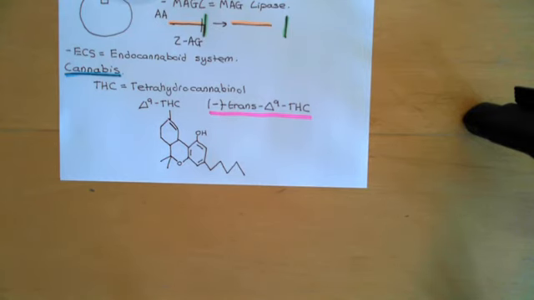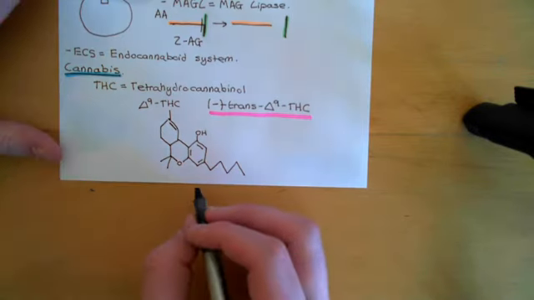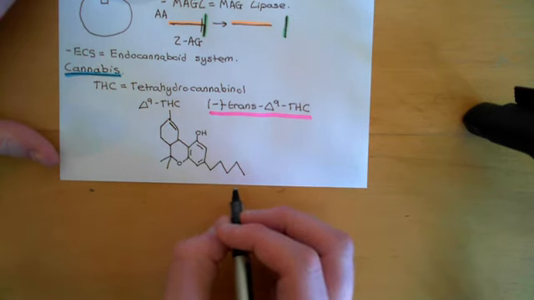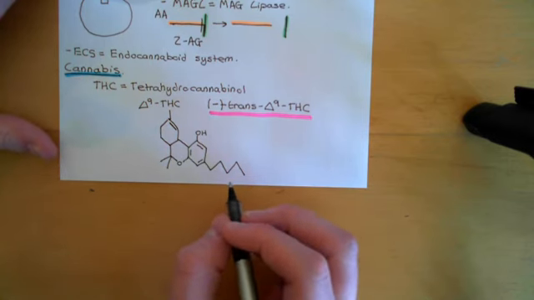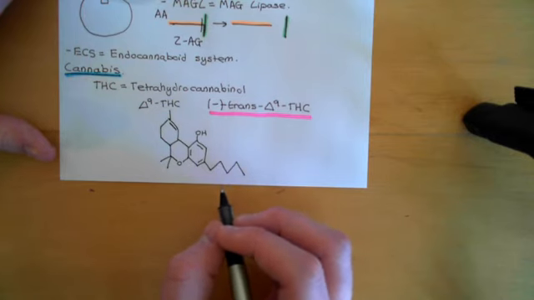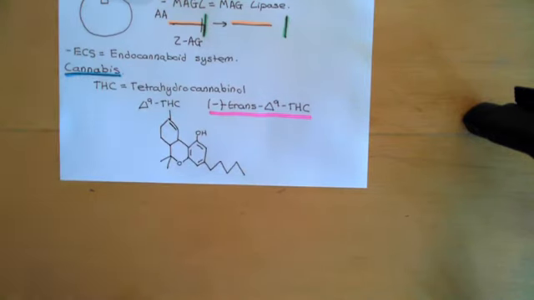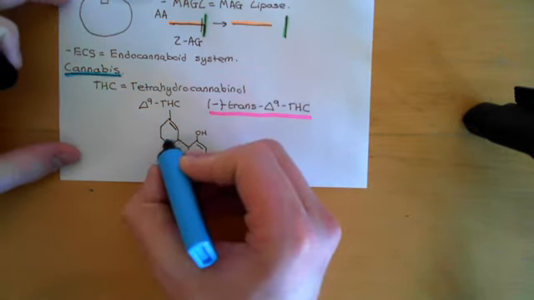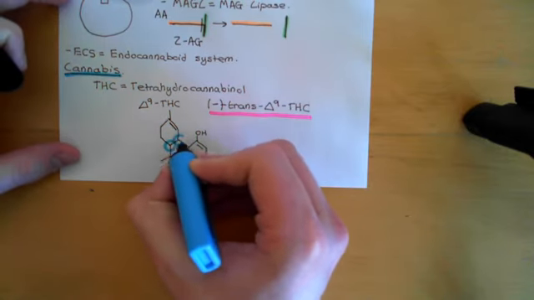Okay, now let's think about this. Where are the chiral centers? Well, there are 2 chiral centers in this molecule. Remember, chiral centers need to have 4 different groups coming off them. There are only 2 chiral centers in this molecule, and they are here and here.